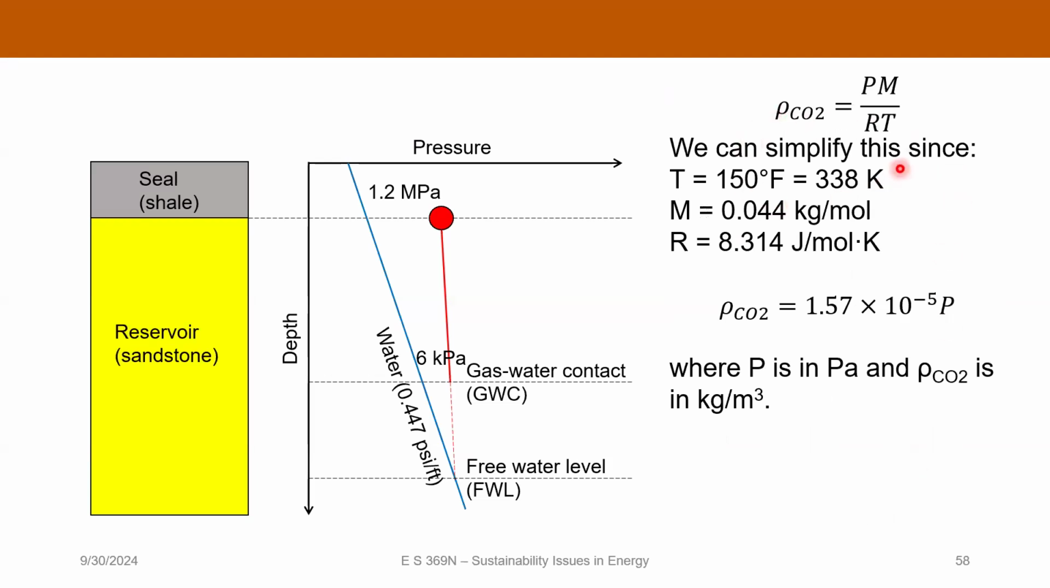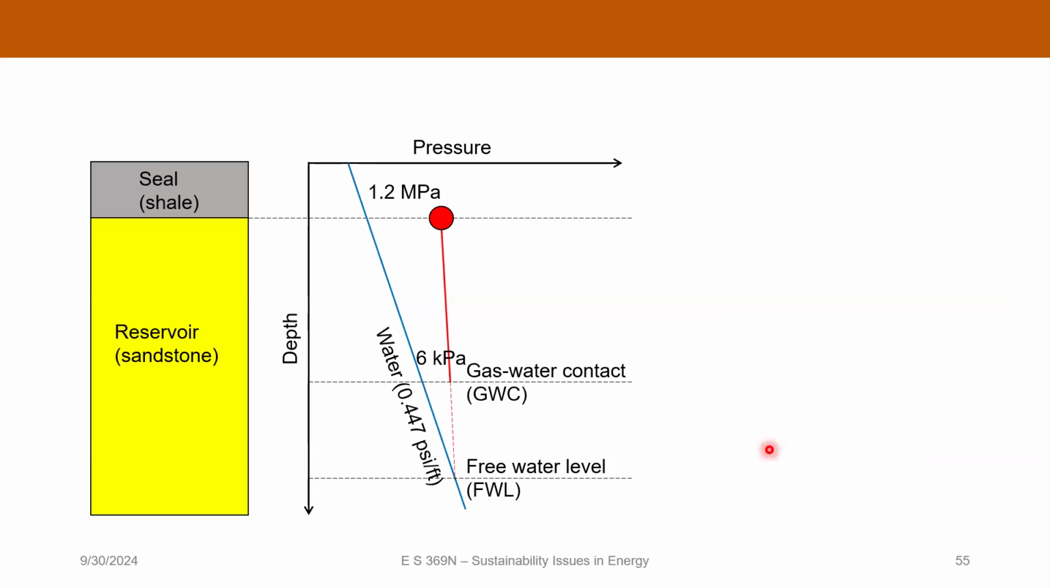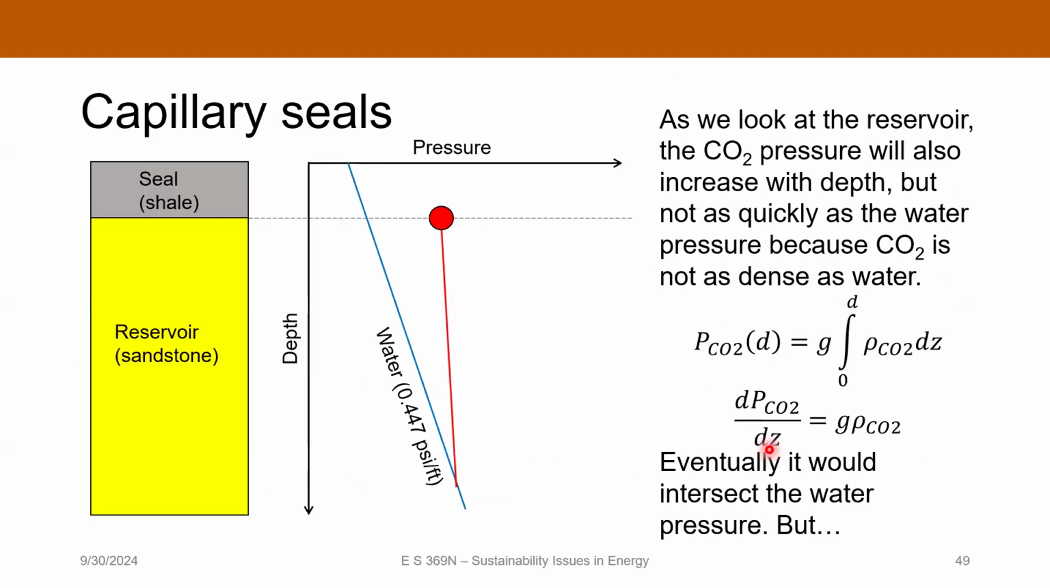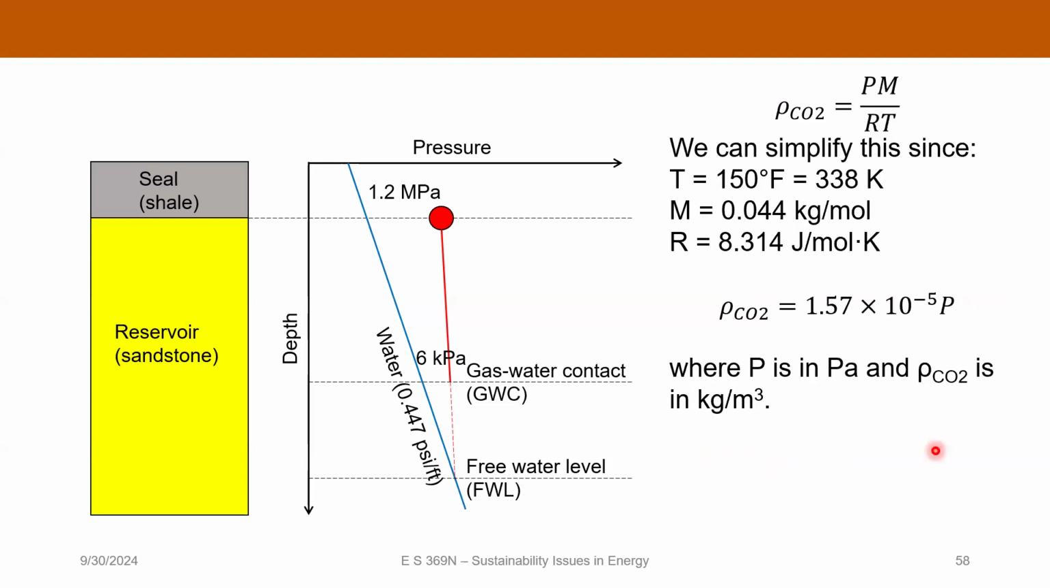We're going to simplify this. The temperature, we're assuming it's constant. Then we'll take the molar mass of CO2 and the universal gas constant, and that gives us this expression here, which is valid for pressure in pascals and density in kilograms per cubic meter. We've just plugged in all the constants there. The reason we need this, again, is because for a compressible fluid, the change in pressure with depth is given by the local density. So we're going to go through that exercise here.